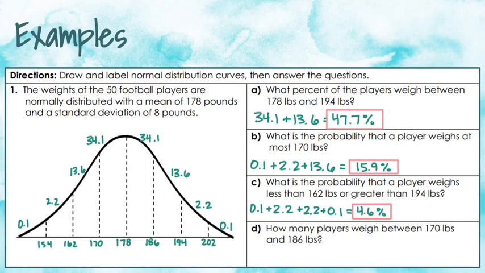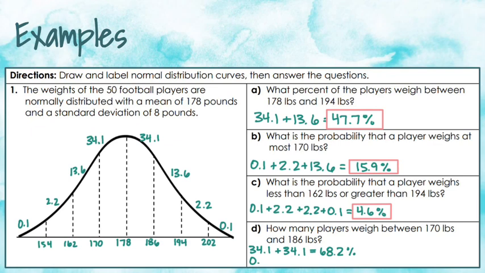Now this question asks us how many players. That is different than what we've been talking about. How many players weigh between 170 and 186 pounds? So 170 is here, 186 is here, and it wants to know about how many players are between those two. So if we look at these percentages, 34.1 and 34.1, let's start by adding those together. And we're going to see that 68.2% of players are between these values.